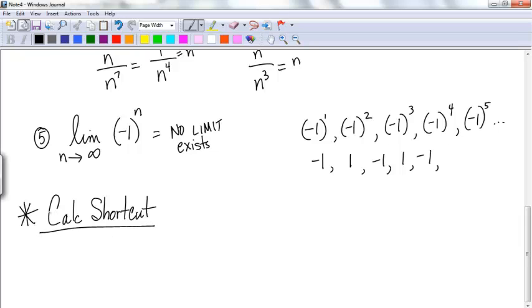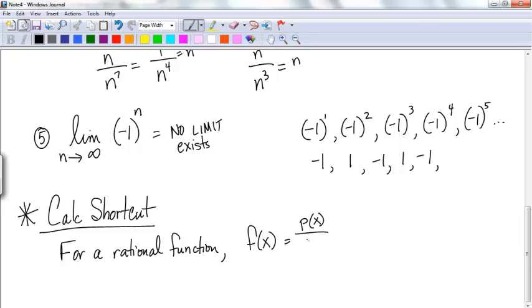So start this. If it's a rational function, and the reason I teach the other method is because some calc professors at the universities don't want you to know the shortcut yet. But you could check it by the shortcut anyway. For a rational function f of x, if you have a function on top, p of x, divided by h of x.